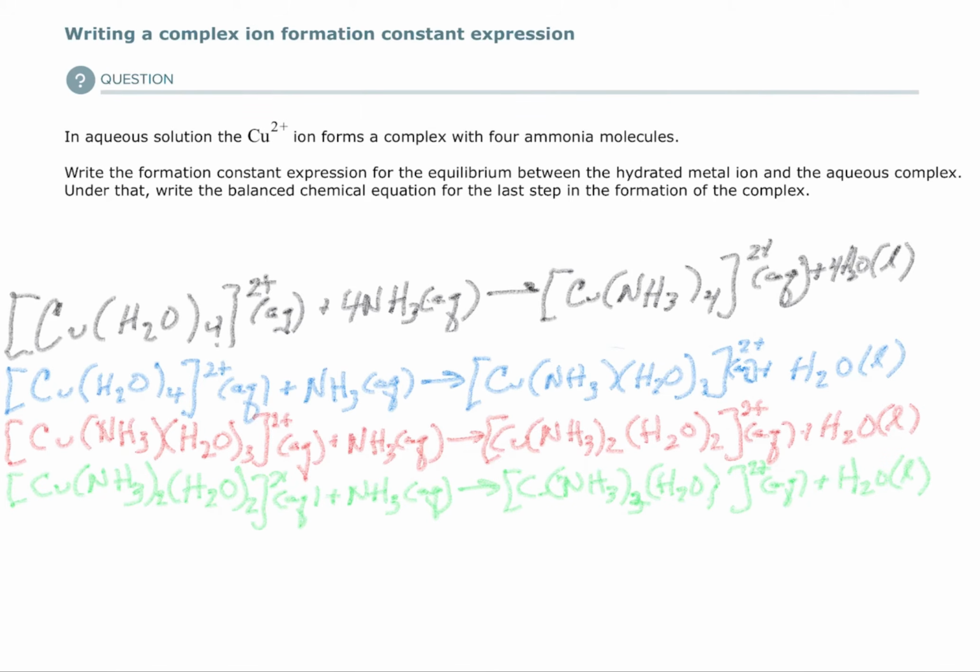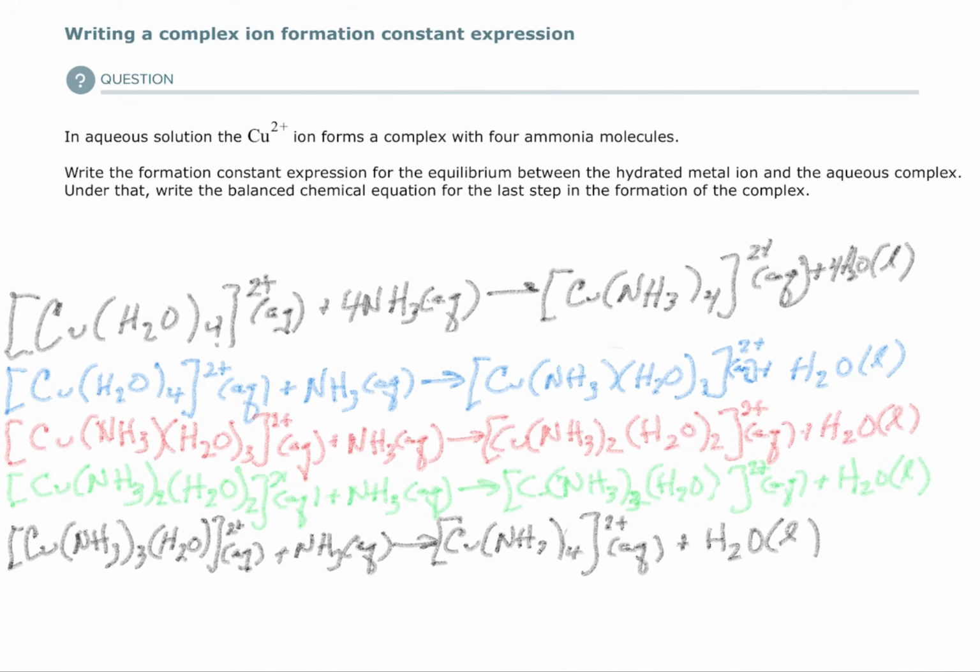The second step would be that 1 more water would be replaced, so I end up with 2 waters with 2 ammonias, and then again 3 ammonias with only 1 water, and then they're asking for the last step, where you have the 3 ammonias and the 1 water left, 1 more ammonia is added, and then I end up with what I'm after, which is the complex with the ammonia, NH3 subscript 4, plus water.